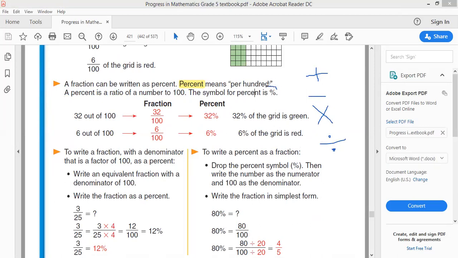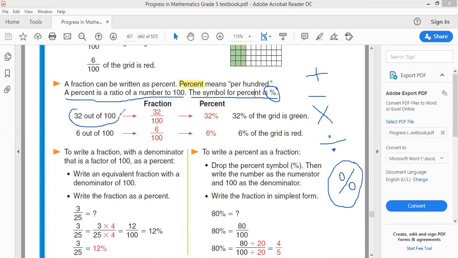Now I'm circling this sign. This is a sign of a percentage. How will you make this one? A line like this, then one circle here and one circle here. This is a sign of percent, a symbol of percent. So a percent is a ratio of a number to 100. The symbol of percent is this one. Clear?